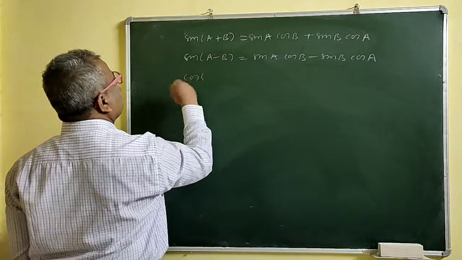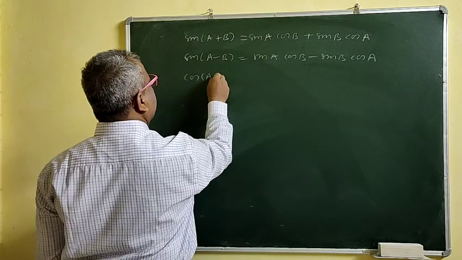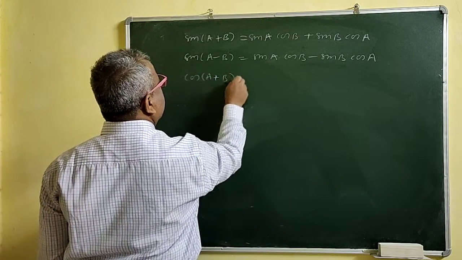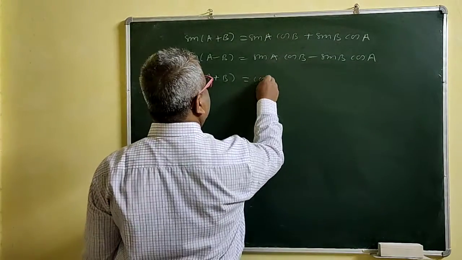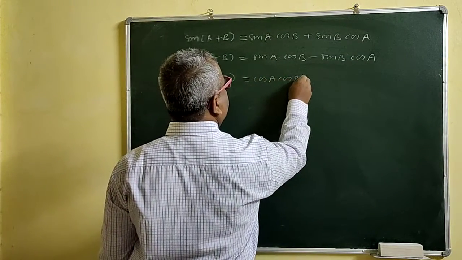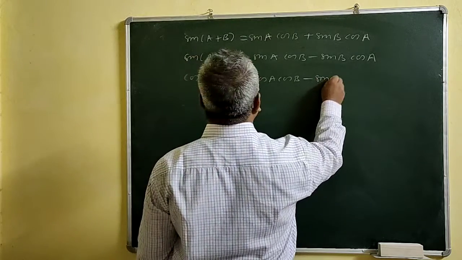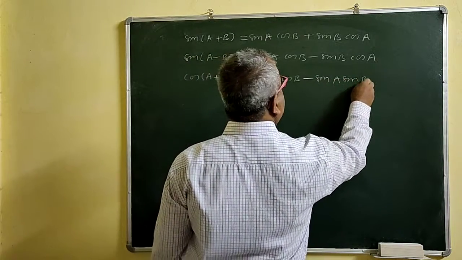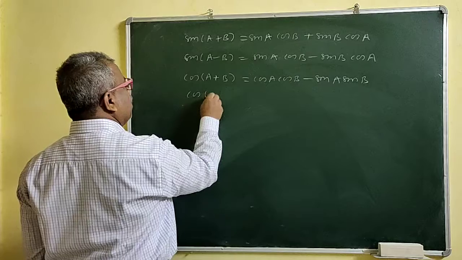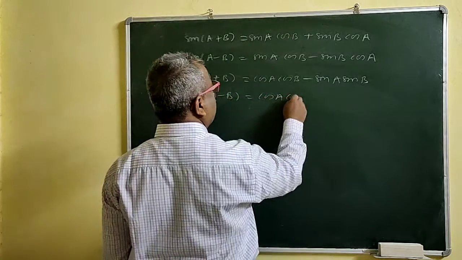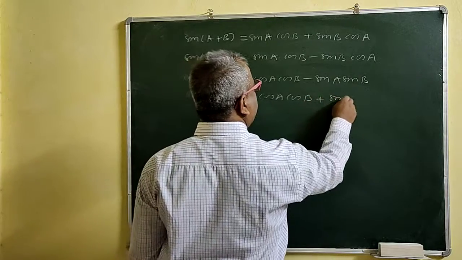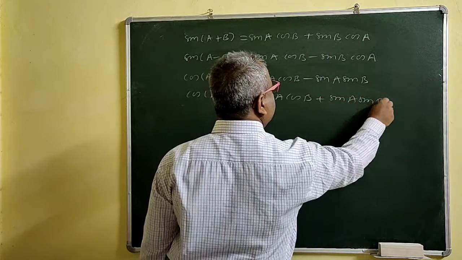Then we have seen the formula for cos A minus B. But here it doesn't matter if you write in any order, right? So cos A plus B is what? Cos A cos B minus sine A sine B. Then cos A minus B is equal to cos A cos B plus sine A sine B.